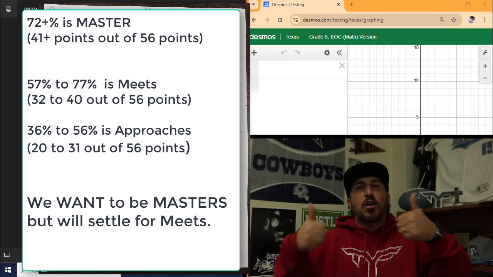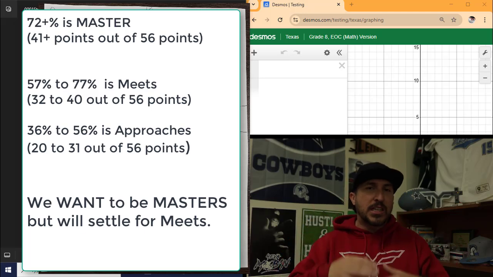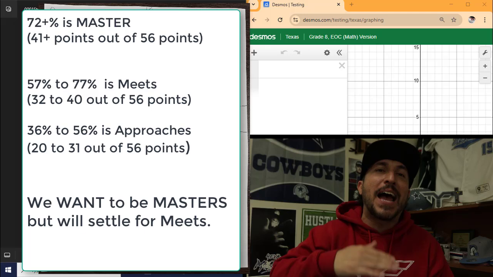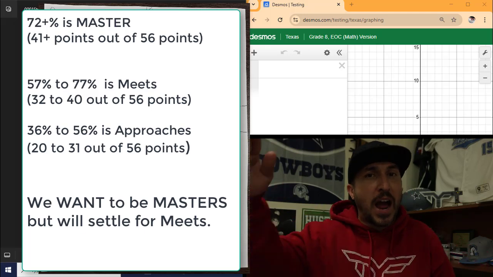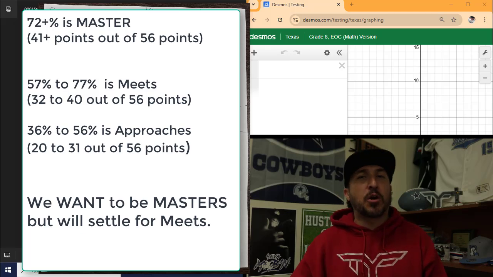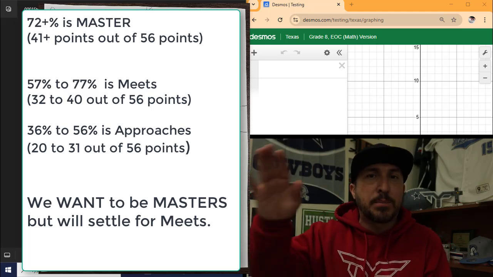Yes, you can. That's still a strong passing grade. Then you have the approaches level, which is still passing, but you are passing at the lowest level you could possibly pass at, and that is like a 40 or higher. So you've got to get like 22 questions correct to be in that lowest possible level.